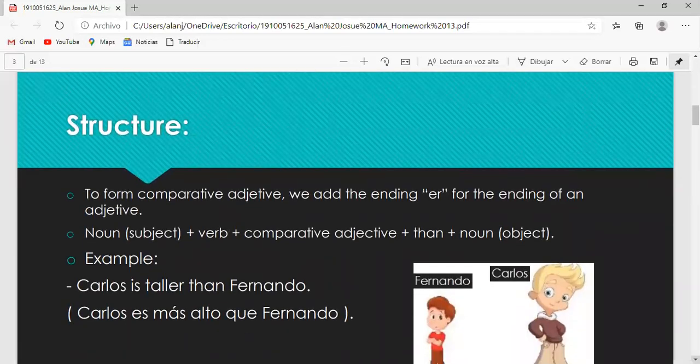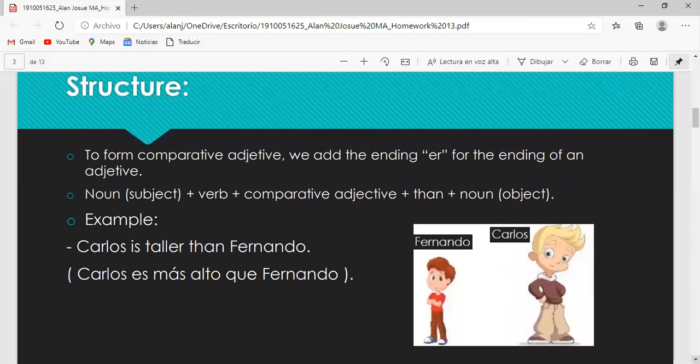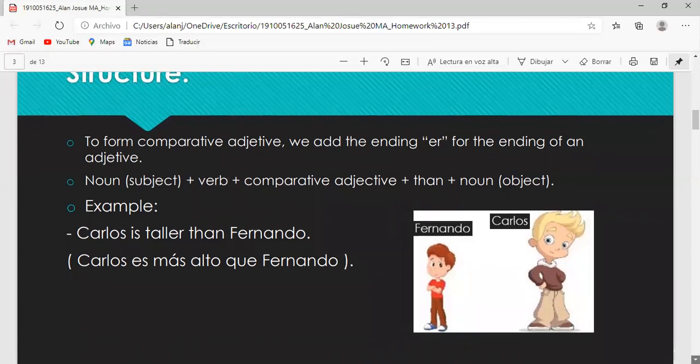In the form of the comparative adjective, we have the ending "-er" for adjectives. Noun subject plus verb plus comparative adjective plus than plus noun object. For example, Carlos is taller than Fernando. Carlos es más alto que Fernando.